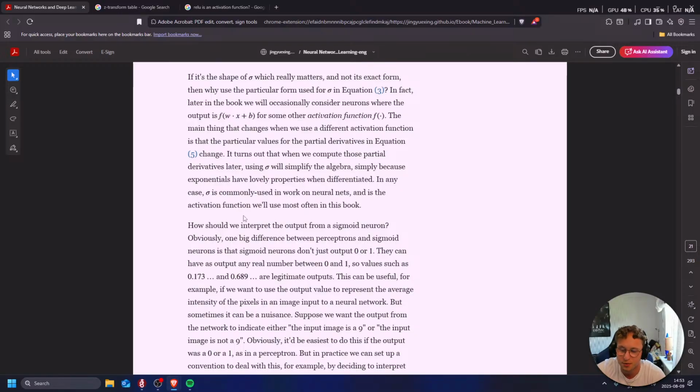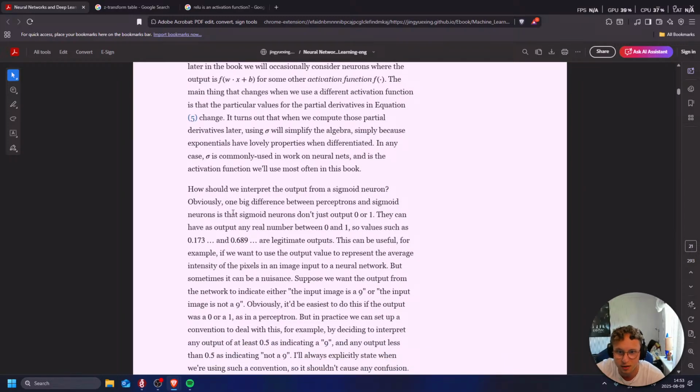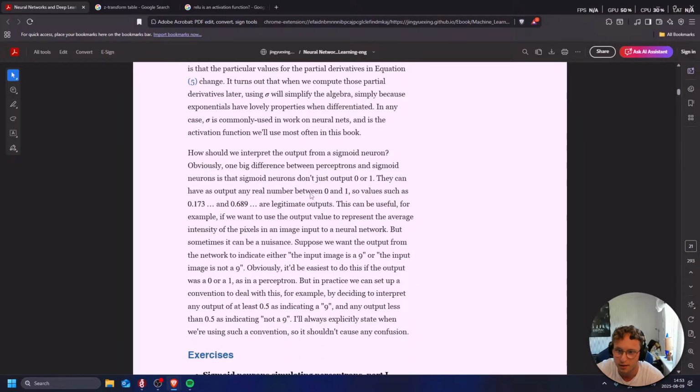How should we interpret the output from a sigmoid neuron? Obviously, one big difference between perceptrons and sigmoid neurons is that sigmoid neurons don't just output 0 and 1, they can have as output any real number between 0 and 1. So values such as 0.73 and 0.689 are legitimate outputs. This can be useful, for example, if we want to use the output value to represent the average intensity of the pixels in an image input to a neural network, which basically means it is a heat map in that sense. But sometimes it can be a nuisance.